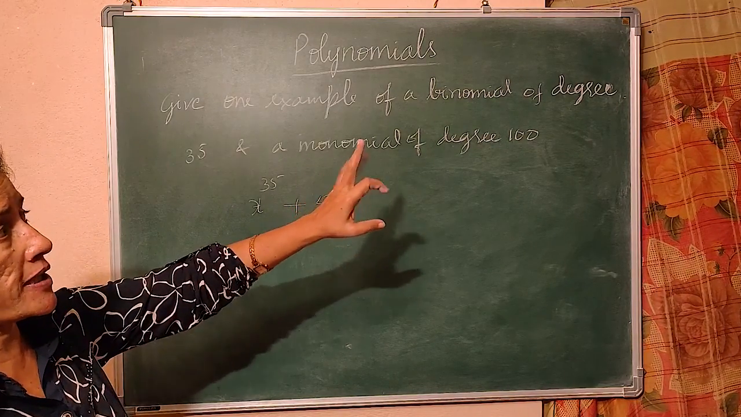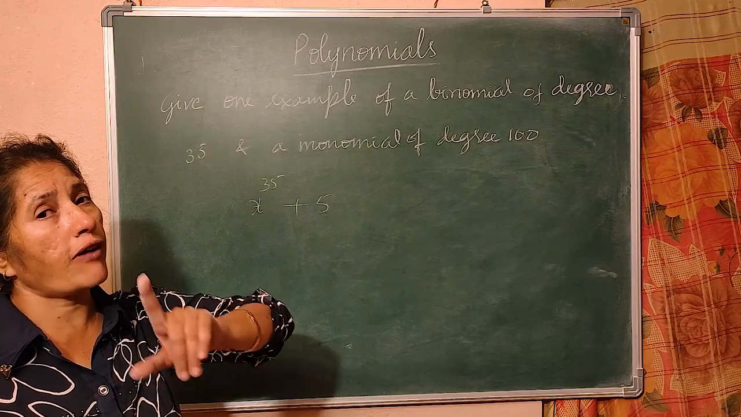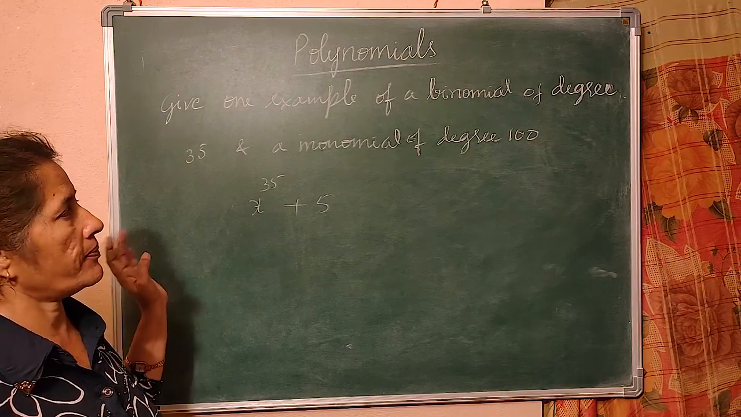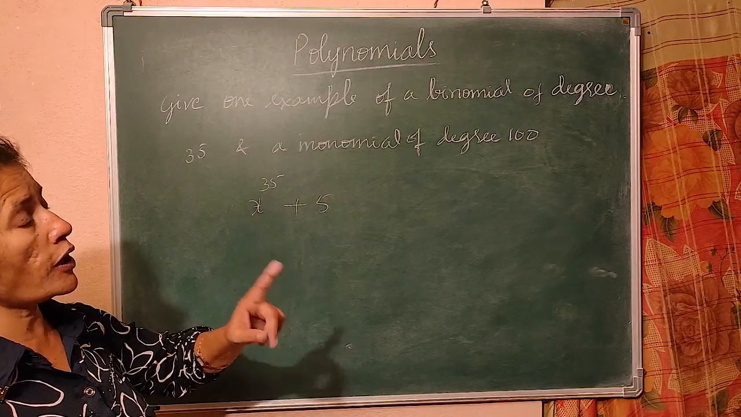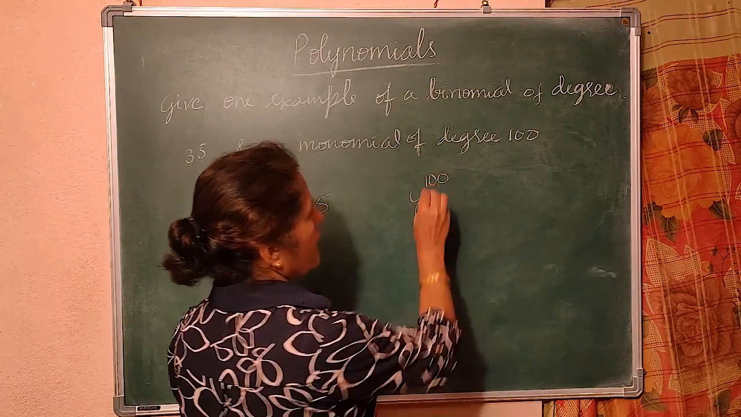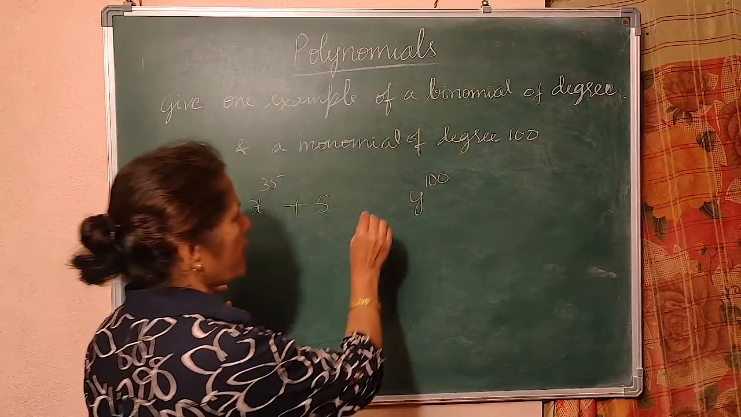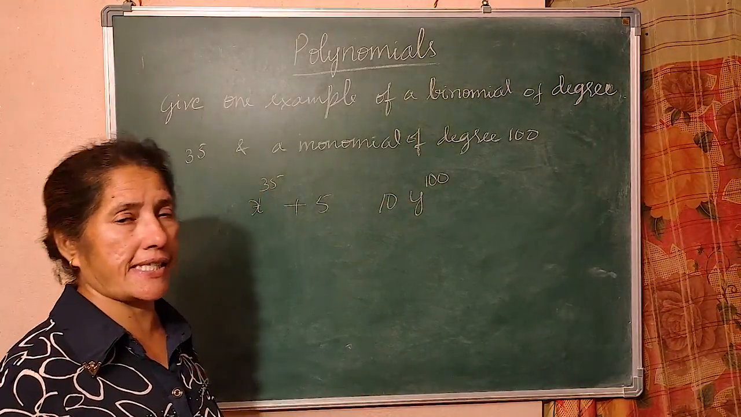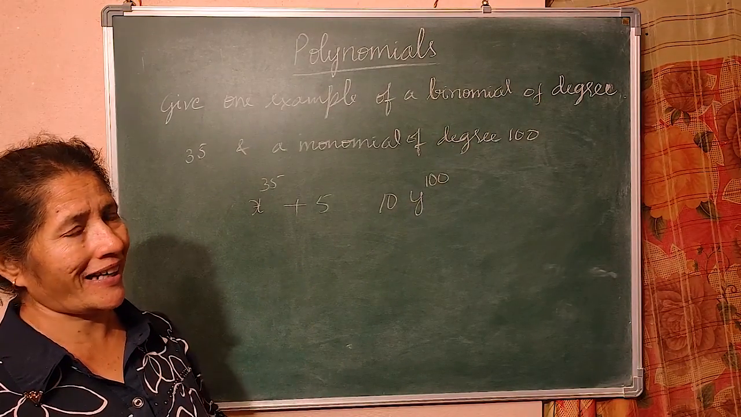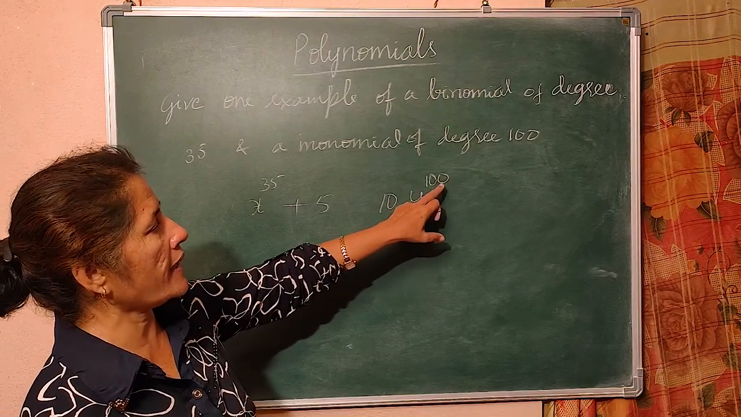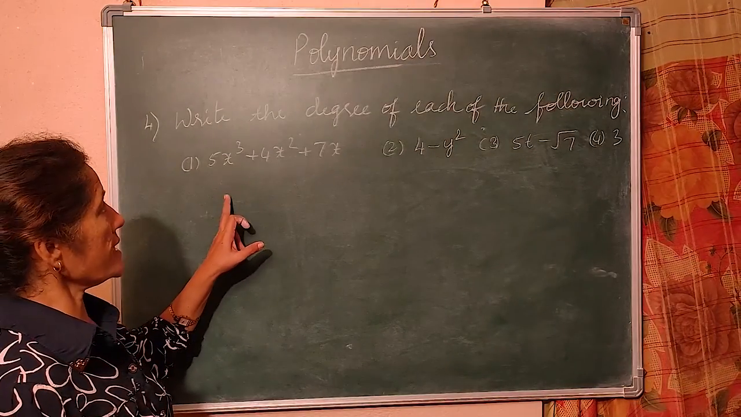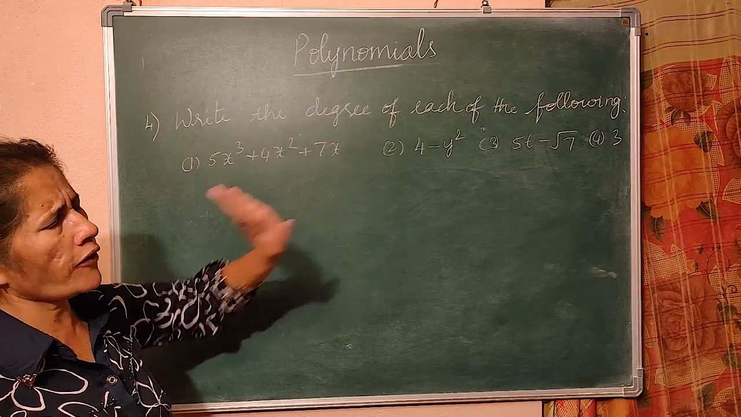Now, even if you write down, because they have not said binomial of one variable. So, binomial of degree 35. Highest power is 35. What is the next one? Monomial of degree 100. So, y to the power of 100. That's all. Monomial, only one term. Can I put 10y to the power of 100? Yes. Because it will be a numerical coefficient. Right? So, this is variable with highest power 100. That's all.